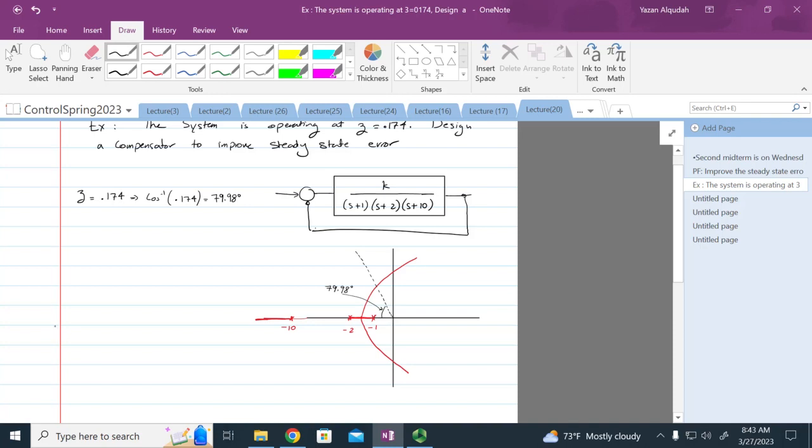What does this line represent? All the pole locations that will have zeta equal to 0.174. Now, if I take the intersection between these two curves, I'm going to be operating at this point here. And this point corresponds to K that is equal to 164.